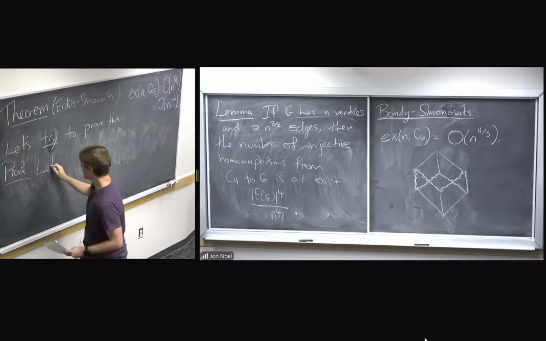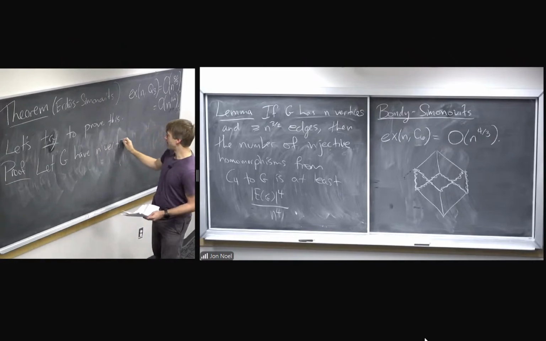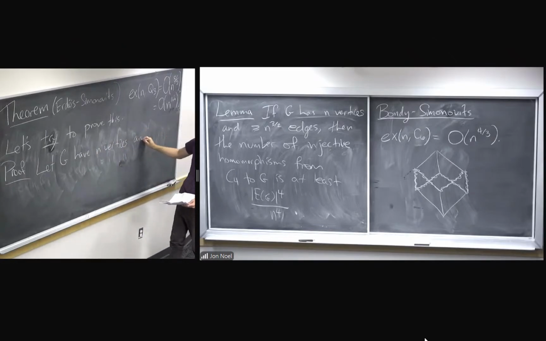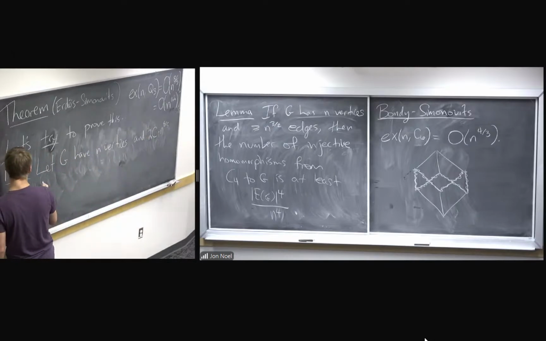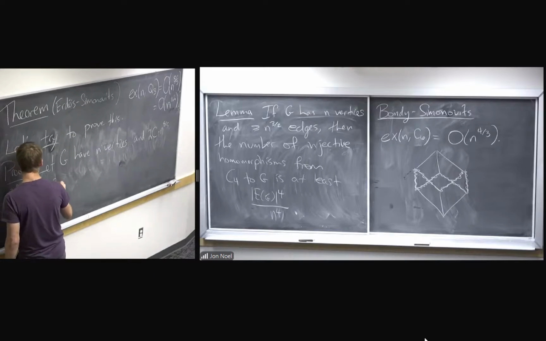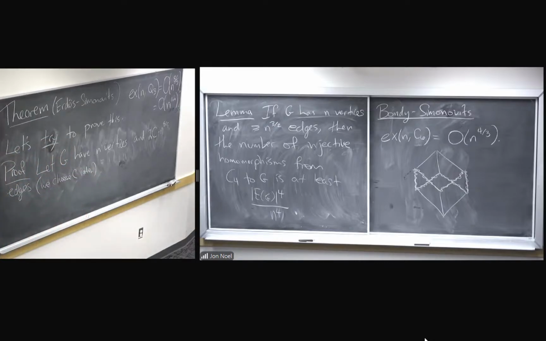So let G be a graph with n vertices, and let's say 2c times n to the 8 over 5 edges, where c is a constant that we can choose later, as big as we want, as long as it doesn't depend on n. So just think of c as something big.